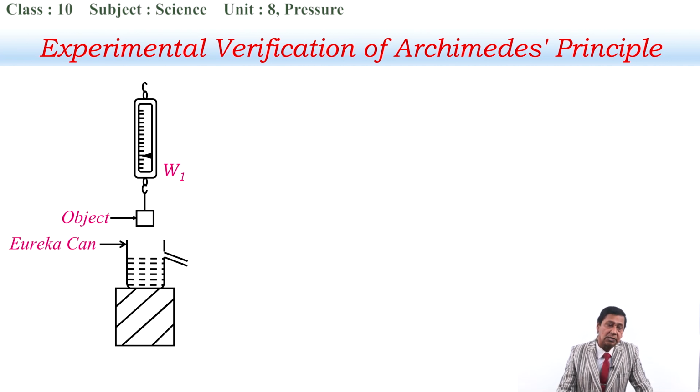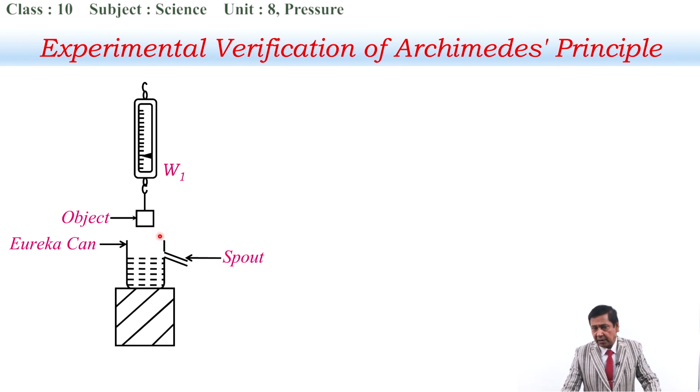An arrangement is made in such a way that I'm going to immerse this body into water, and the water is taken in a Eureka can. It is completely filled with water. No more water can be added in this Eureka can. If we add more water, it will come out through the spout. It's completely filled. And my plan is to immerse this body into water.